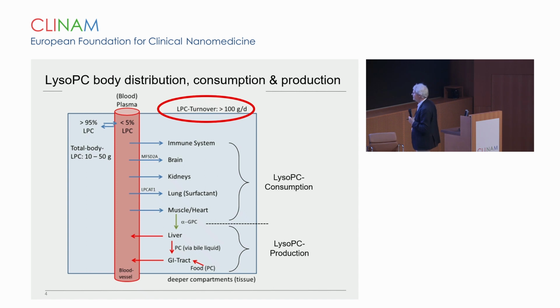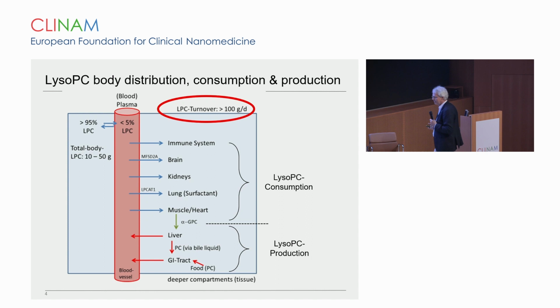That's not all. Lyso-P, of course, has a half-life. The half-life of Lyso-PC in the human body has never been determined, but we have data from mouse and squirrel monkey, and there it's about 2 hours. When you take this value, you come to the estimation that the total turnover in the body is much more than 100 grams per day.